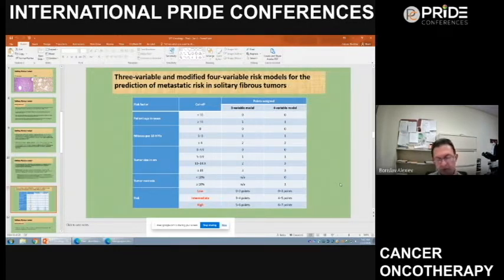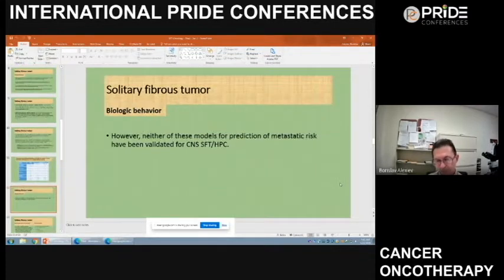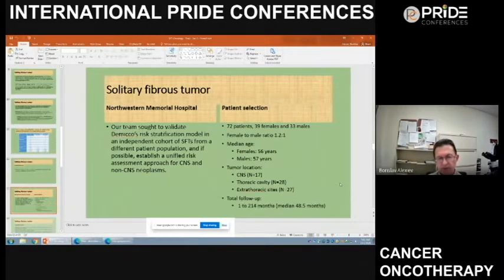For the 4 variable risk model, the presence of tumor necrosis is scored as 0 if the necrosis is less than 10% of the tumor parenchyma, or 1 if the tumor necrosis is more than 10%, and is added to the risk score generated by summation of age, mitotic rate, and size scores. However, neither of these risk models for prediction of metastatic risk have been validated for CNS SFTs and HPCs.